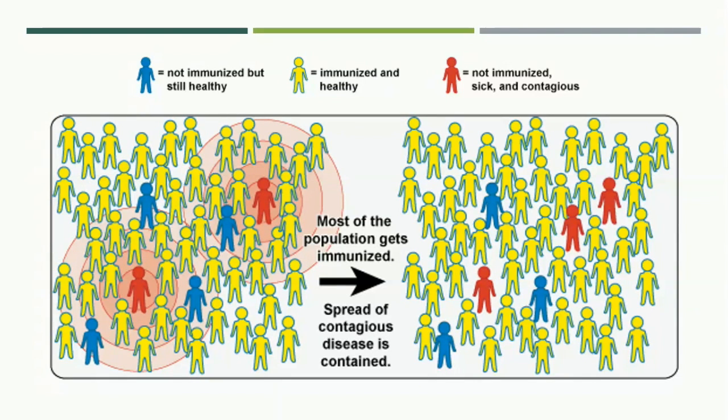The situation changes when the majority of the community is vaccinated. In this case, the contagious disease and the viruses that cause the disease cannot successfully infect vaccinated individuals, so the disease doesn't spread through the community. Individuals that aren't vaccinated, such as infants and people allergic to a specific vaccine, are less likely to get the disease since it can't easily spread from person to person.